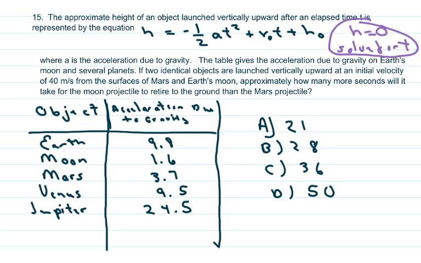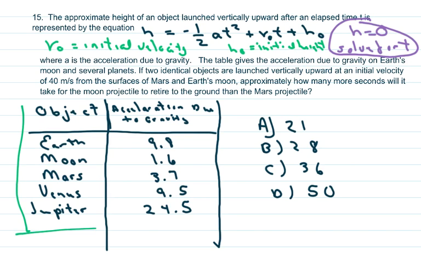I also left some things out of this. Let me write this. This is the initial velocity, and h subscript 0 equals the initial height. So make sure you read this. Here's your table. Here's your answers. So pause and read.